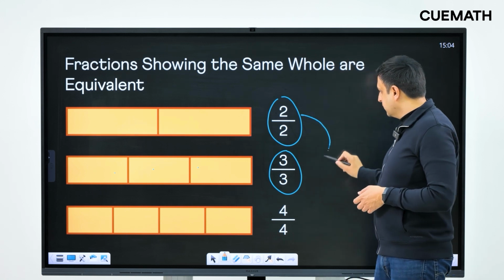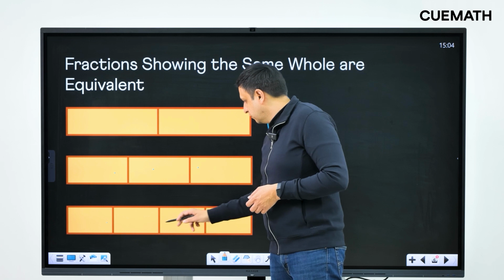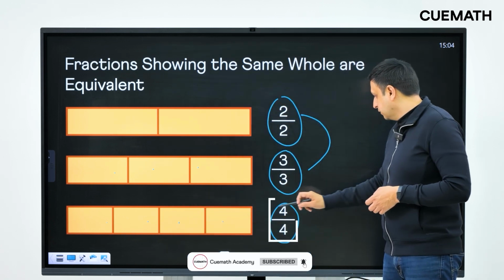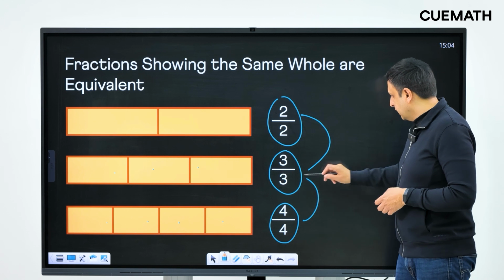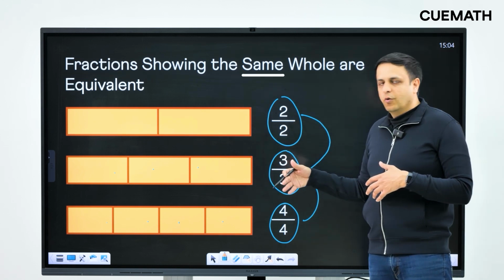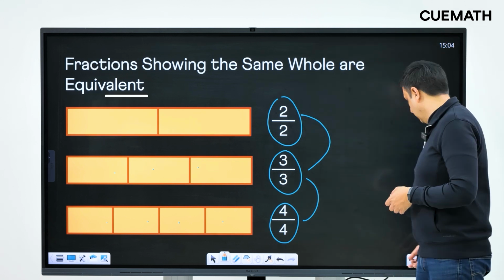So 2 over 2 is equivalent to 3 over 3, and similarly we have four equal parts here. All four of them are shaded. So this is the whole fraction 4 over 4, which once again is equivalent to these two fractions. So fractions with the same whole are equivalent.